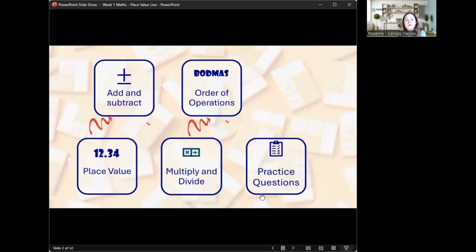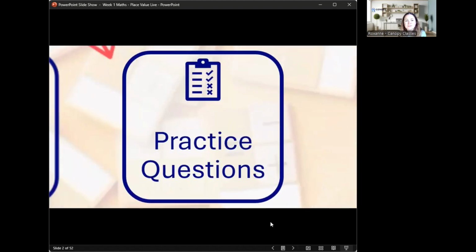So we have now had a look at all of the different sections. We have got some practice questions that you are going to go through. Okay. I'm going to switch screens now so that I can do some workings.